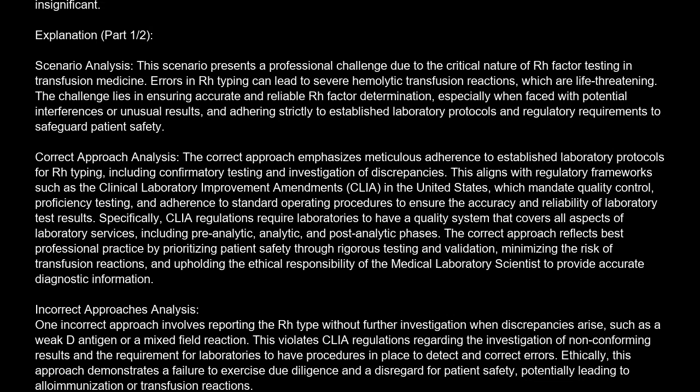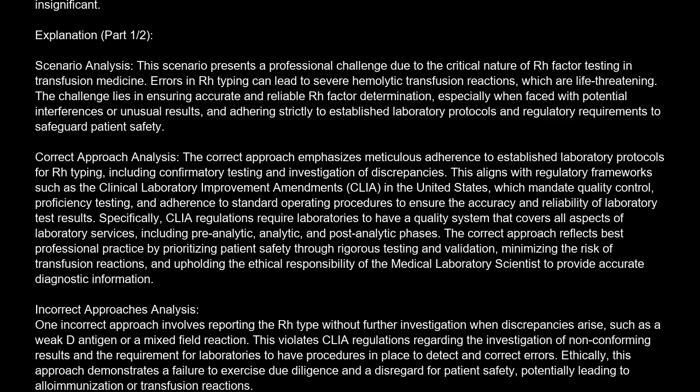The correct answer is B. Report the RH type as negative without performing any further confirmatory testing, assuming the weak reaction is insignificant. Explanation. Scenario analysis. This scenario presents a professional challenge due to the critical nature of RH factor testing in transfusion medicine. Errors in RH typing can lead to severe hemolytic transfusion reactions, which are life-threatening. The challenge lies in ensuring accurate and reliable RH factor determination, especially when faced with potential interferences or unusual results, and adhering strictly to established laboratory protocols and regulatory requirements to safeguard patient safety.